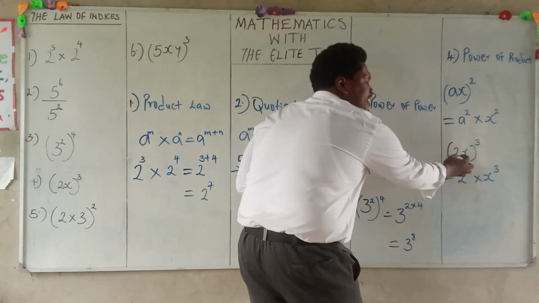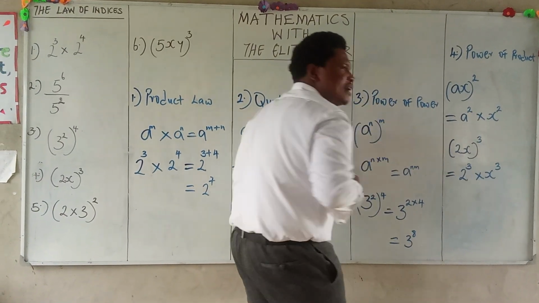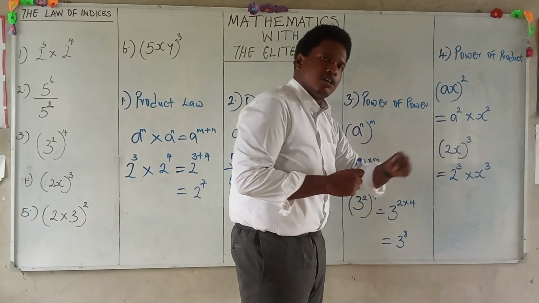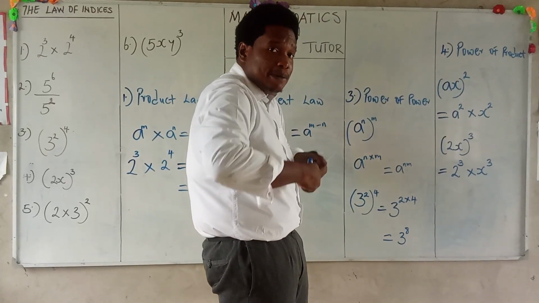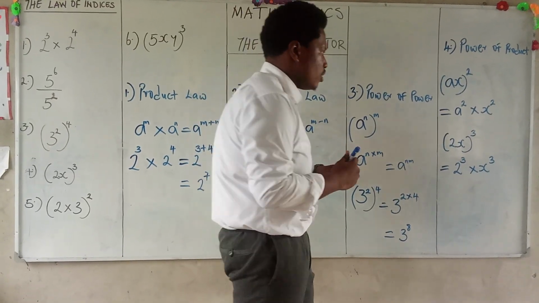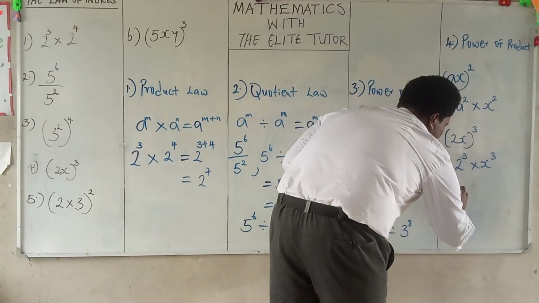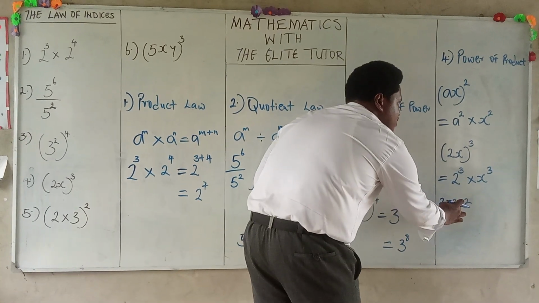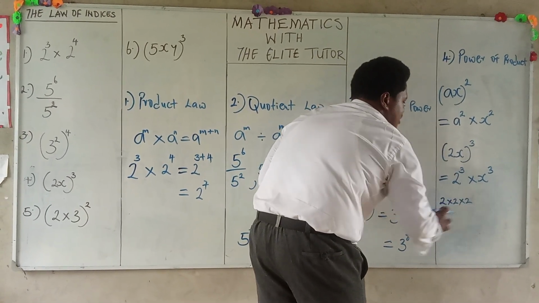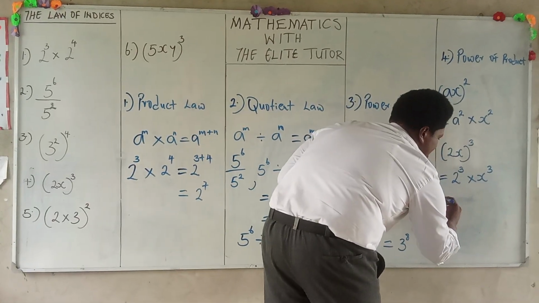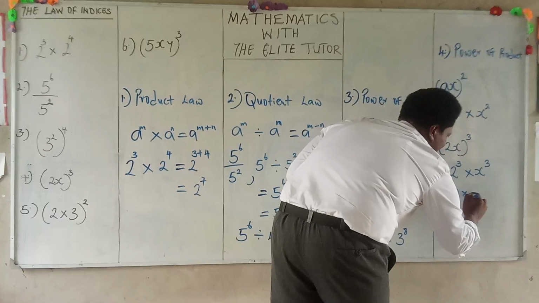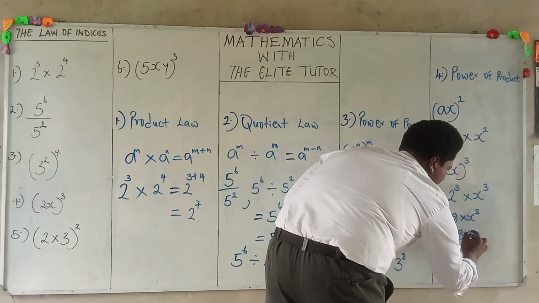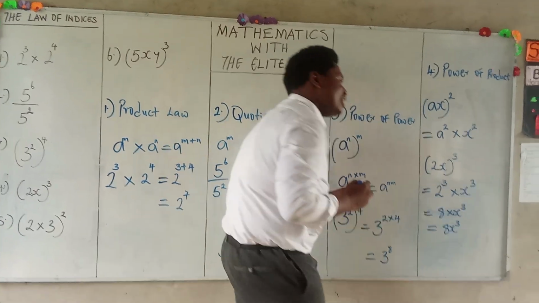Each of these numbers is being raised to the power. Now, when we have 2 raised to power 3, we are simply saying 2 will multiply itself 3 times. So 2 raised to power 3 is 2 times 2 times 2. 2 times 2 gives us 4, 4 times 2 gives us 8. So this is equal to 8 times x raised to power 3, which our final answer will be 8x raised to power 3.